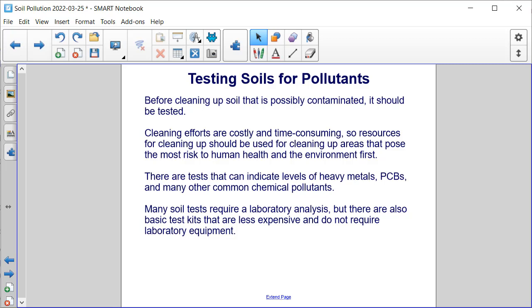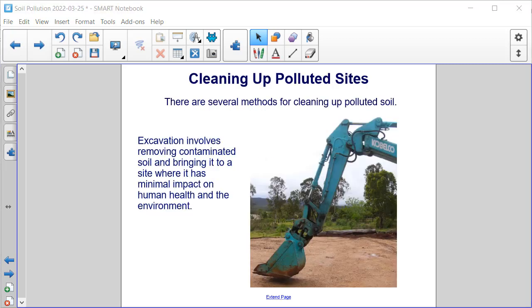Cleaning efforts are costly and time-consuming, so resources for cleaning up should be used for cleaning up areas that pose the most risk to human health and the environment first. There are tests that can indicate levels of heavy metals, PCBs, and many other common chemical pollutants. Many soil test kits require a laboratory analysis, but there are also basic test kits that are less expensive and do not require laboratory equipment.